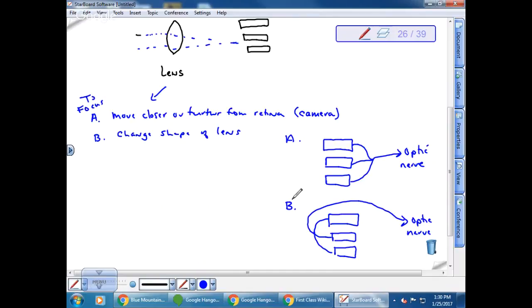So vertebrates, like us, we are B. Okay. Octopus, squid, nautilus, they are A. It's just a different way to build the eye. Okay. So how about this? Which way do you think? So this is light, I should put this. So this is light coming in.